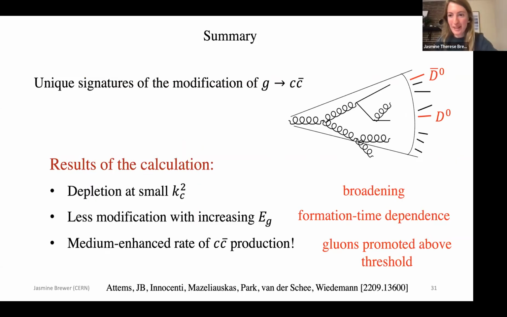All right, cool. I told you about some cool phenomenology of gluon to CC bar and some aspects of this that we have either explored or are excited about exploring soon. So with that, maybe I should wrap up before the universe wraps up for me.